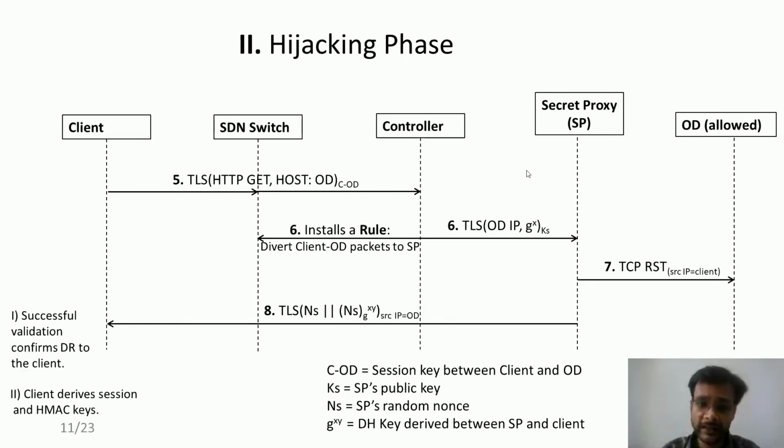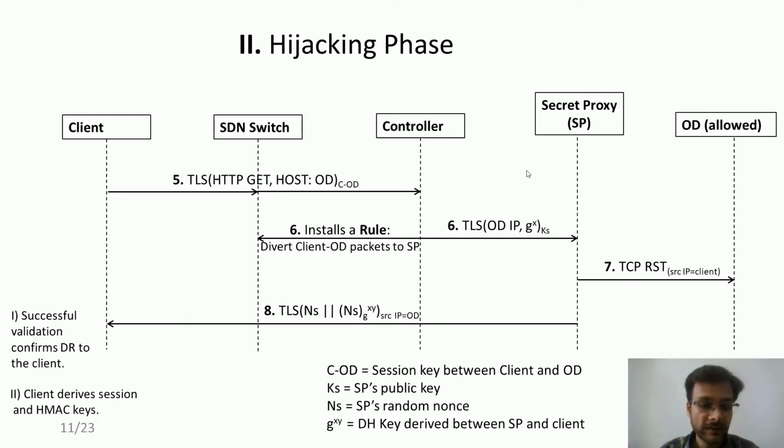That is the TLS header that was sent in step 5, along with the overt destination IP with which the client is connecting, and so on. The secret proxy, on receiving such a packet, would first close the client OD connection, so that there is no suspicion from the adversary's end. And after that, it will send a confirmation packet to the client informing him that the decoy routing session has been initiated, and now you can try to access the covert destination.